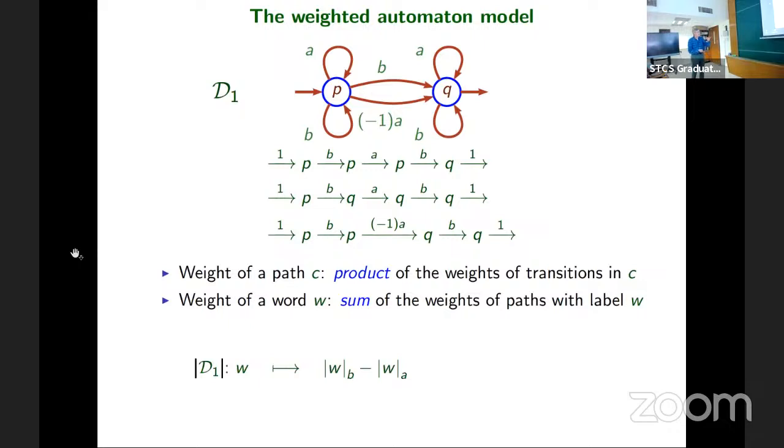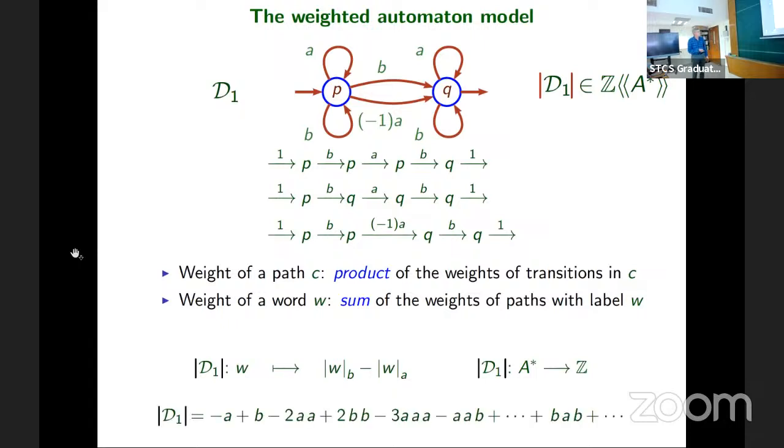And so this automaton maps every word to the difference between the number of A's and B's. And so it's a map from A star to Z. So it's a series, a Z series. Okay, that will be our definition, and we can comment.